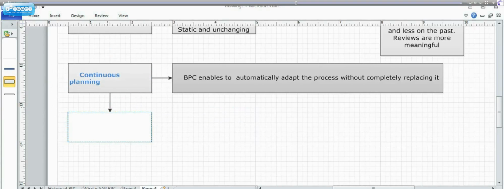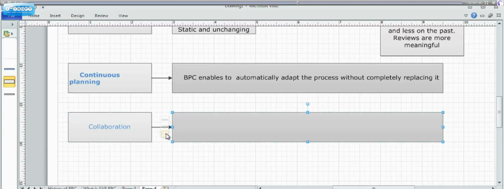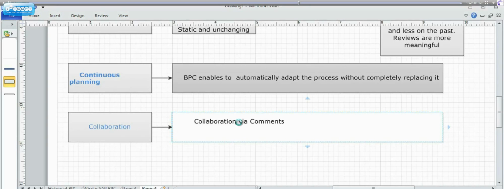Okay, after continuous planning, the next reason why implementation of BPC has become a necessity nowadays is because of collaboration, the point of collaboration. So it's important to know how collaboration is done in BPC. That is called collaboration by comments.